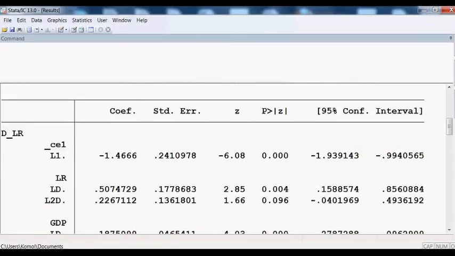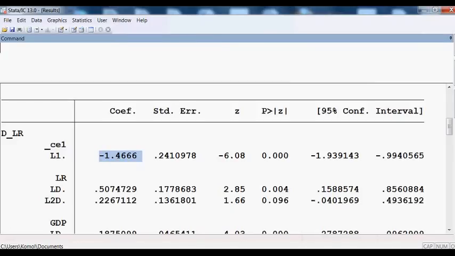Okay. And here I can see the error correction term is negative, right? And also it is significant because the p-value is very small, right? Meaning that this co-integrating equation 1, this error term is significant.